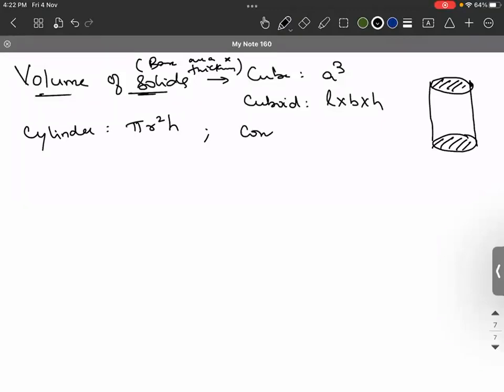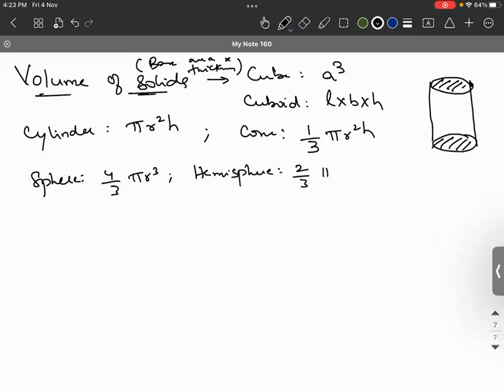What about the cone's volume? It is 1/3 of pi r square h. Then volume of sphere we have discussed. It is 4/3 pi r cube. Volume of hemisphere is 2/3 pi r cube, it's half of sphere. Based on this, we are ready to solve the problems.